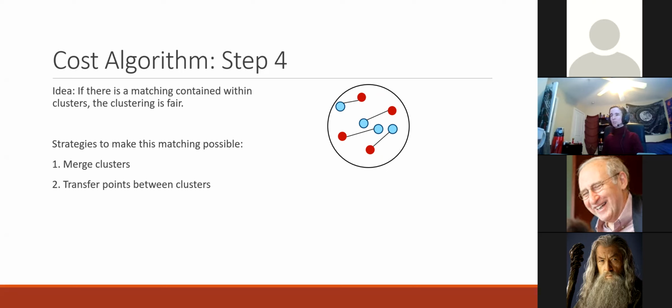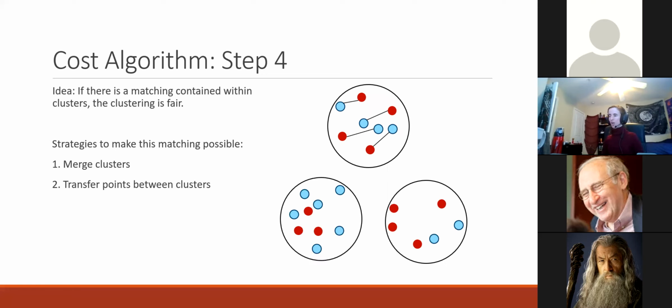Okay, so obviously at this point in the algorithm, our clusters might be unfair. So we need to utilize 2 strategies to encourage them to be more fair, to encourage this perfect matching to exist. The first is going to be a merge cluster process. So consider these 2 clusters on the bottom. We're going to try to match as many points as possible to see how balanced they are. And we're going to note the leftover points. So there's 3 blue points left over on the left and 2 red points left over on the right.